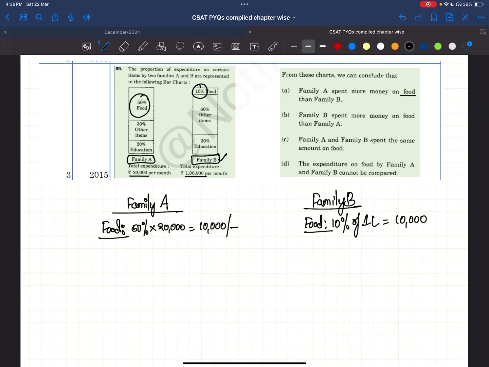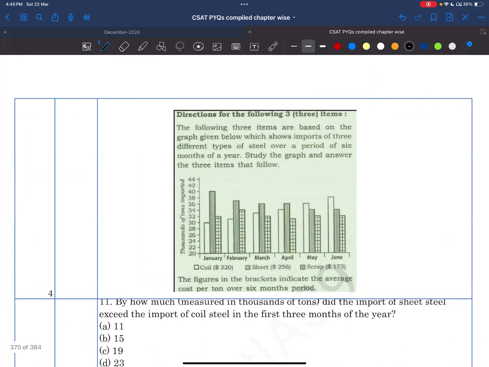Now what is it telling? In option A, family A spent more money on food than family B. No, they are equal. Family B spent more money on food than family A. No, family A and family B spent the same amount on food. Yes, they have spent the same amount on food, right? So the option that the expenditure on food by family A and family B cannot be compared is also wrong. Let's go to the next question.